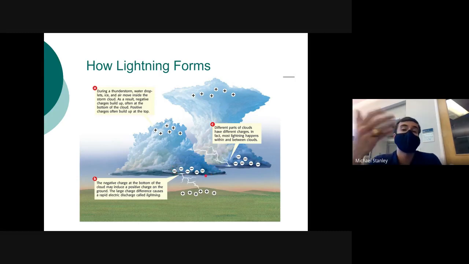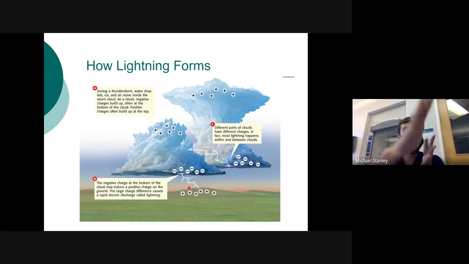So through induction, remember when we build up a charge without touching anything, that can happen even across big distances, like from the ground to the sky, when we have this much charge being built up in the air. So we have the negative charges hanging around here at the bottom of the clouds. That can induce some positive charge on the ground down here. And when that difference gets big enough, you have that rapid discharge with the bright light and the bolt that comes down, known as lightning.